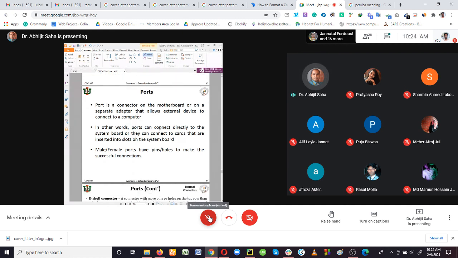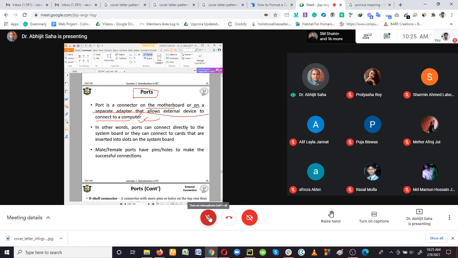Okay, now here we are talking about ports, right? A port is a connector on the motherboard or a separate adapter that allows an external device to connect to a computer system. We have already seen an example of the ports, the back panel, in the last slide we discussed in our motherboard topic. So a port is a place, or a component, with which we connect different external components to the computer system.